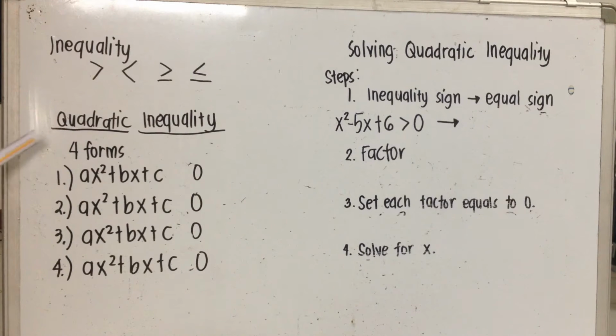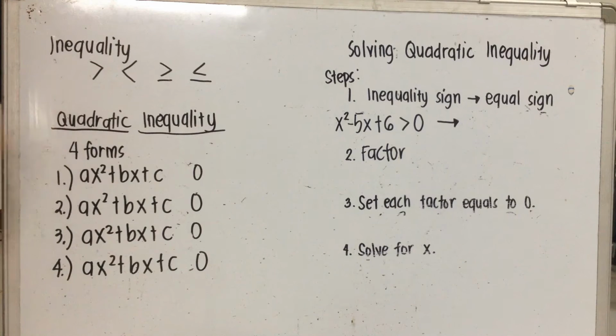Pag sinabi natin quadratic, nasa exponent siya na 2. Just like 2x squared, 4x squared, 3x squared. Laging may exponent na 2. And then, inequality. So we have 4 forms if we are going to talk about the quadratic inequality.